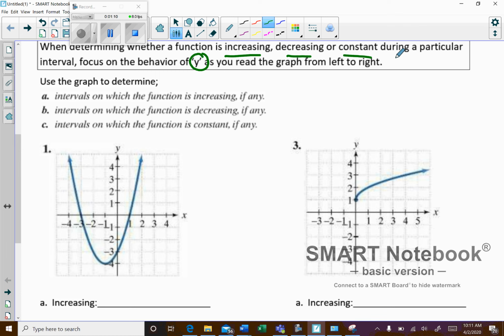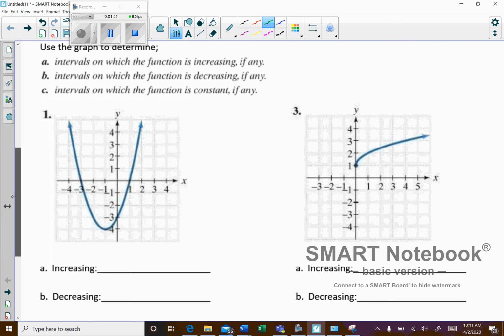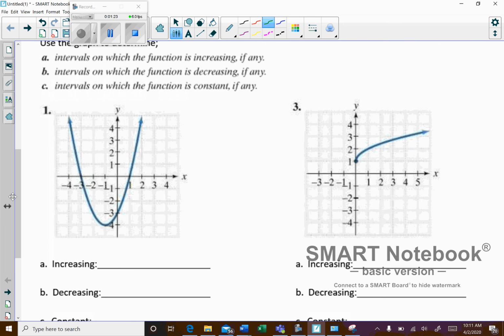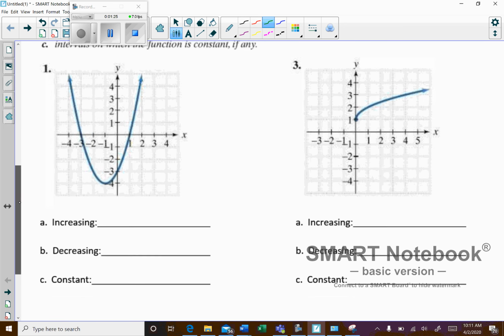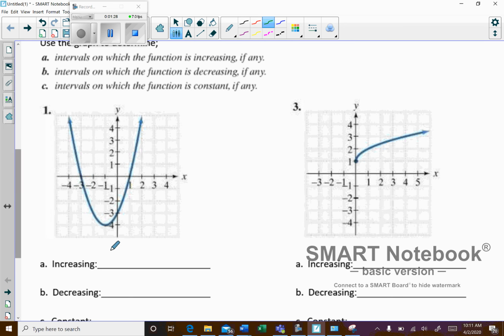Now, on these intervals, we're always going to use parentheses, okay? And the reason why, we'll go ahead and look at problem number one. I'll explain why we're going to do that. So coming down here, we're going to look at this graph on number one, and we're going to list the interval for increasing, decreasing, and constant. We're always going to read it from left to right.